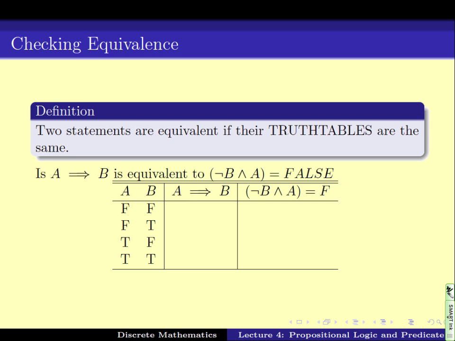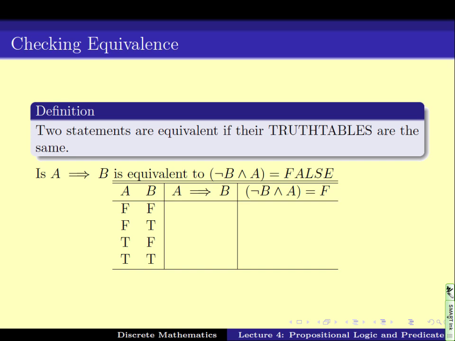So for all the possible inputs of A and B, that means A can be either false or true, similarly B can be either false or true, we would like to write the truth table, or the evaluation, of A implies B and not B and A equals to F. So let's do it one by one. If you remember the rules of implies, a false statement always implies a false statement, or a false statement implies a true statement. Both of them are true.